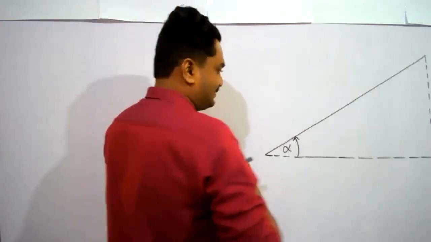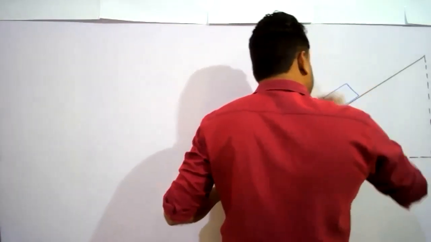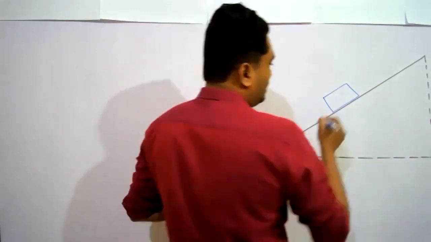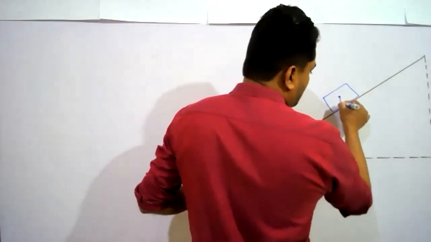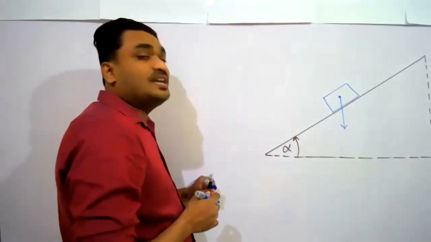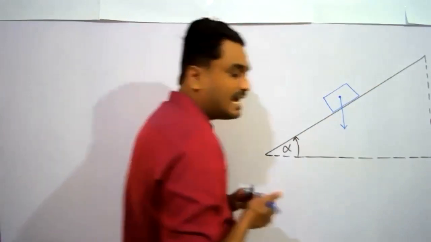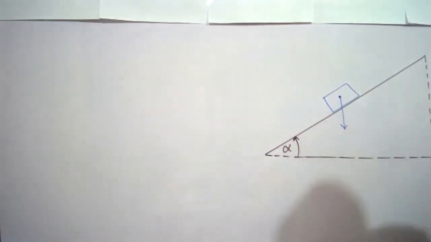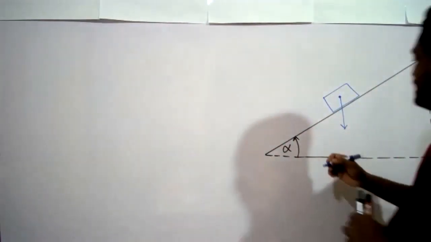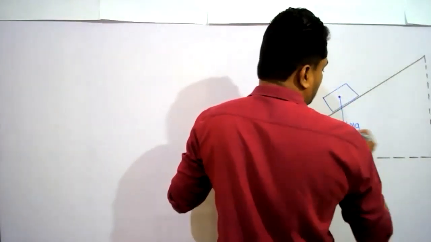Smooth means no friction, right? So let's say we have placed an object like this. The gravitational attraction force, which is the most famous term, is weight. The gravitational attraction force is acting vertically downward as mg Newton.